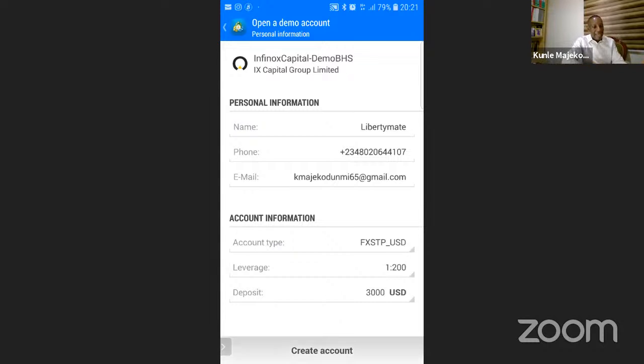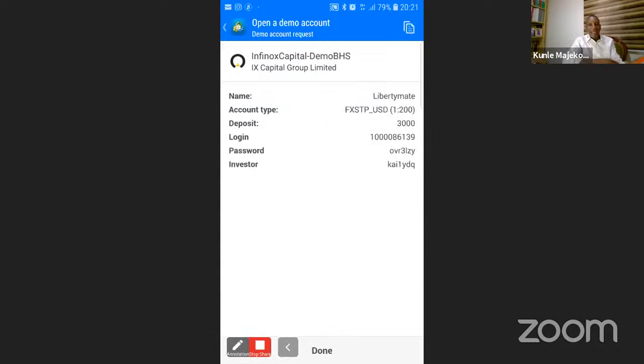All right. So once I have done this, I create my account and it tells me the details of my account. You can see there, I have my login and my password. This is a demo account. So it is giving you a default password for yourself. You must write it down somewhere.